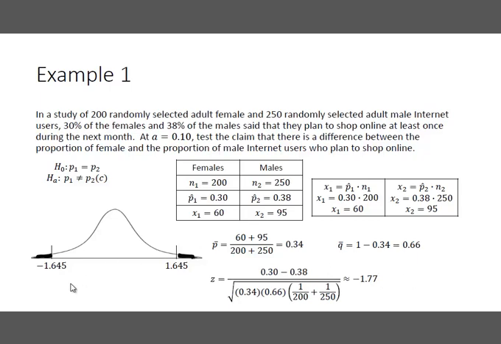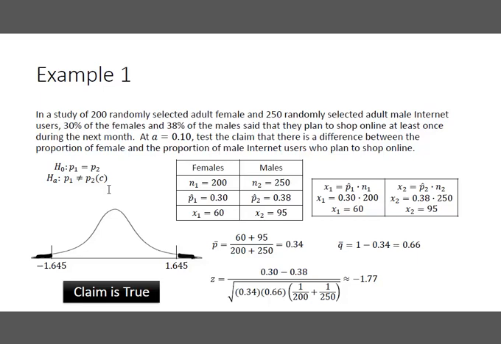And negative 1.77 is going to be to the left of this marker, so we're in the shaded region. Shaded region, again, means H0 is false, HA is true. And because our claim is the alternative, our claim for this problem is indeed true. So that is how we do one of these problems.